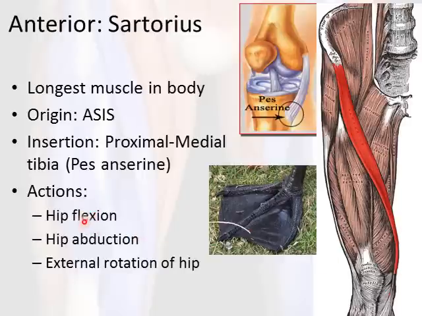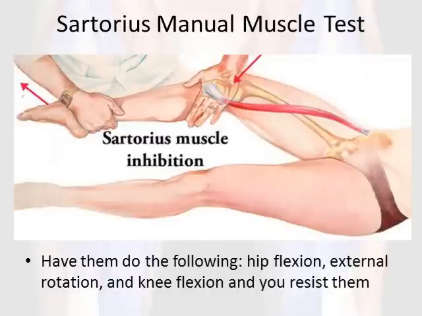Okay, so its actions are hip flexion, hip abduction, and external rotation of the hip. But since it crosses the knee joint, it also has to have an action on the knee joint. So you'll see here on the next slide that it's also a knee flexor. Remember, any joint that a muscle crosses, it has an action on. Okay, so this would be the way if we wanted to manually test the Sartorius muscle. What that means is what the clinician does is they push force against the person in the exact opposite way that the person is pushing against you.